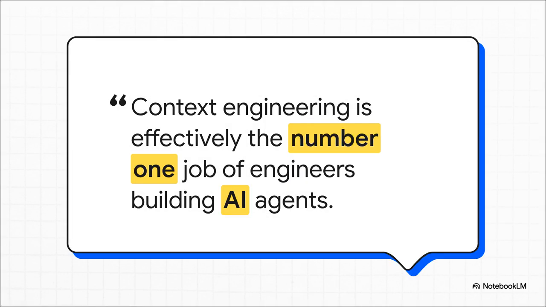This isn't some niche academic theory anymore. The folks building the most advanced agents out there, companies like Cognition, they've literally said that context engineering is now the #1 job for their engineers. It is rapidly shifting from a specialized skill to the absolute core of what it means to build with AI.